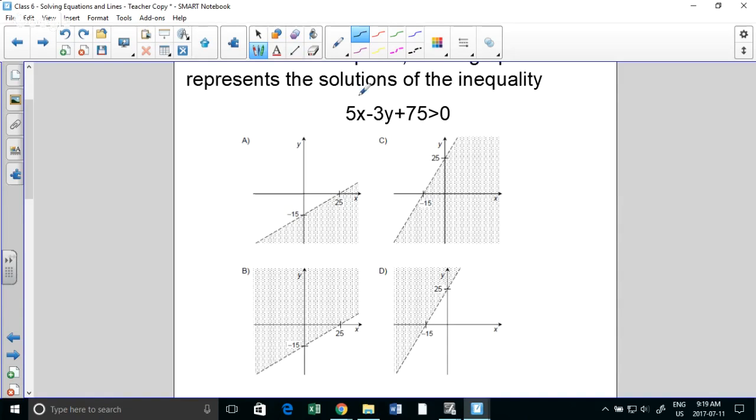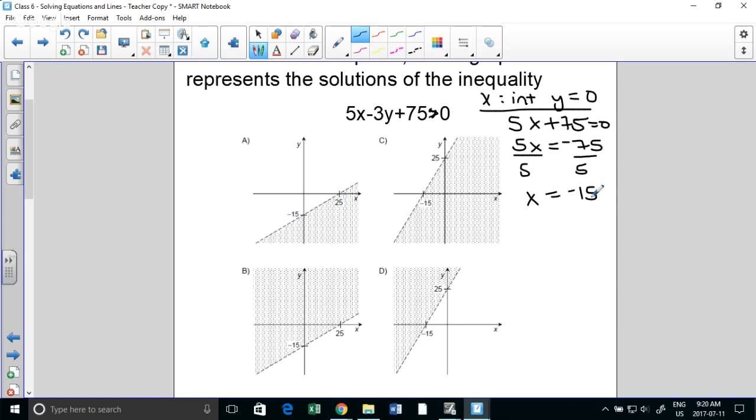I need to find the intercepts, because clearly that's how they're graphing this. So either the y is 25 and the x is -15, or the y is -15 and the x is 25. So x intercept, y is 0. This is general, so I'm just going to solve. I'm going to pretend this doesn't exist. 5x plus 75 equals 0. 5x is -75 by bringing it over. So x is -15.